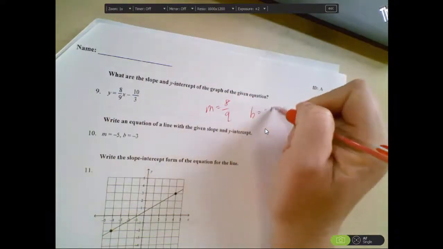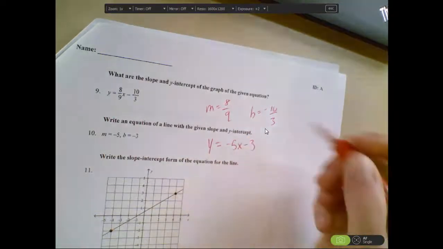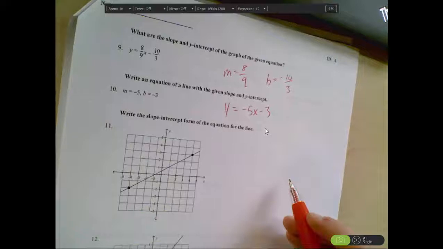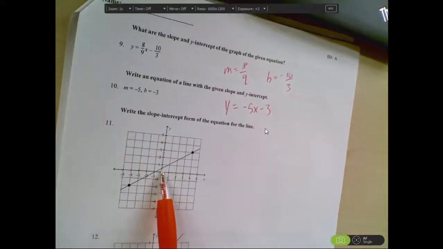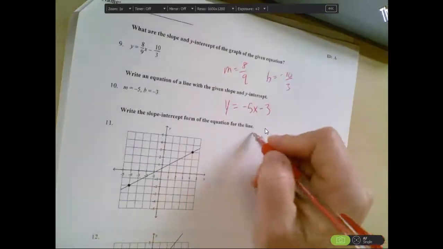Y-intercept is negative 10/3. Y equals negative 5x minus 3. That's just plugging in the slope and y-intercept. This one's hard because the y-intercept is about a half, but you don't know for sure. So the first thing you have to do is write down your 2 coordinates.